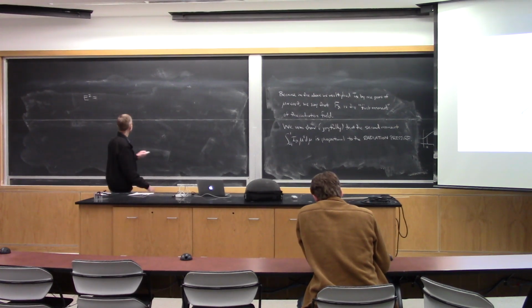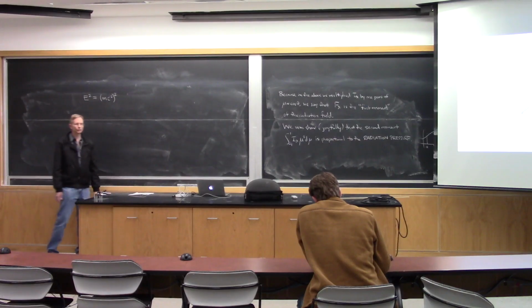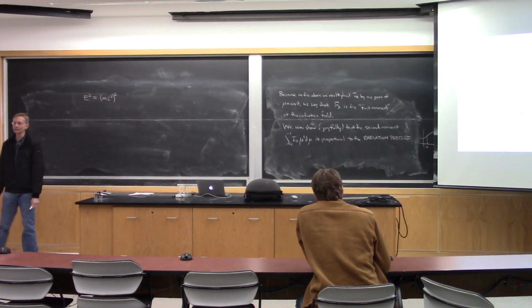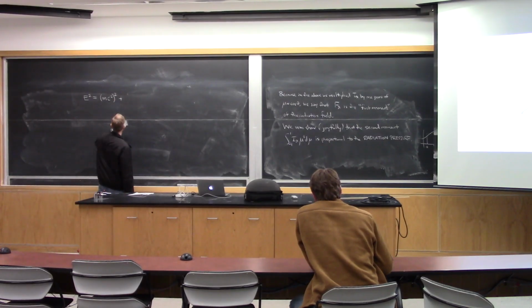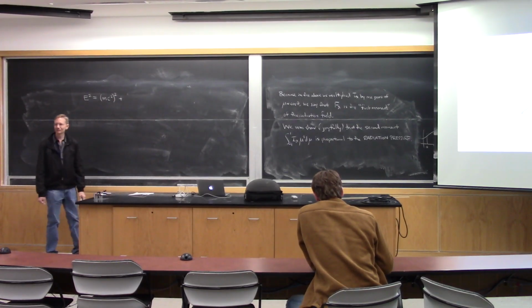So it must be that E squared when the momentum is 0 is mc squared, because I'm using unnatural icky units where c is not 1. And then there's also a piece that comes from the momentum. Anybody remember what it is?